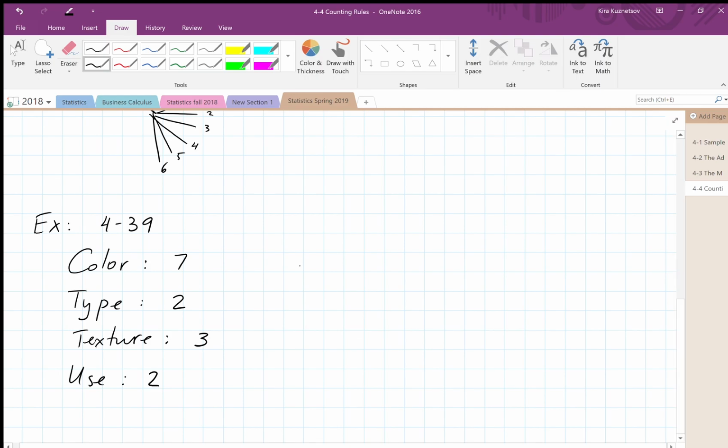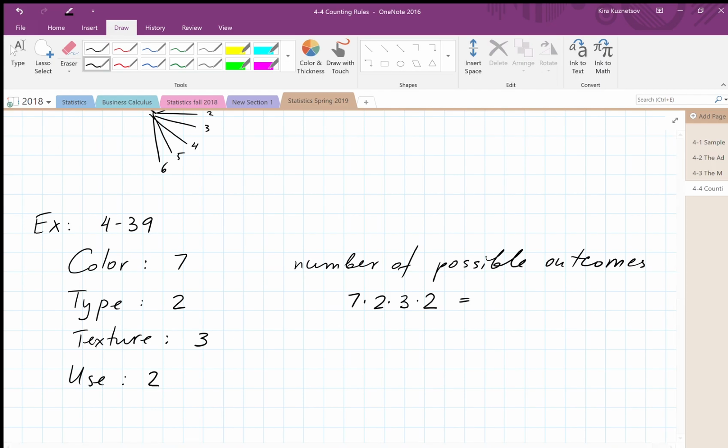The number of possible outcomes can be determined by the fundamental counting rule. So 7 times 2 times 3 times 2. 7 times 2 is 14, times 3 times 2, I need my calculator for that, it's 84.